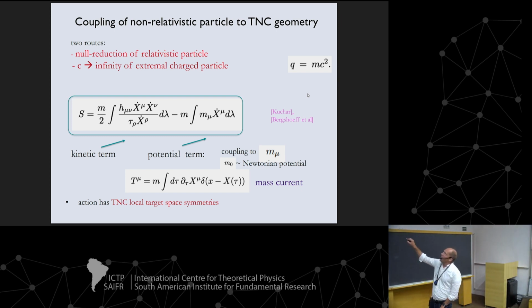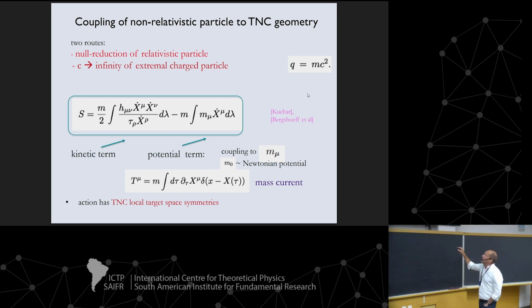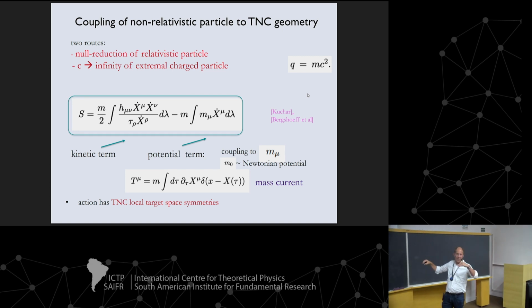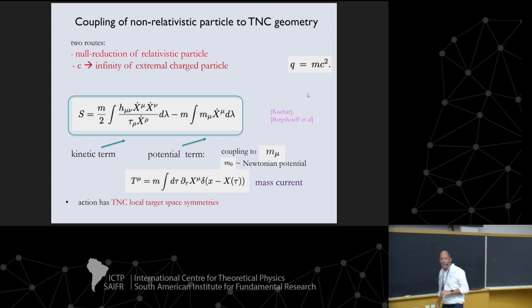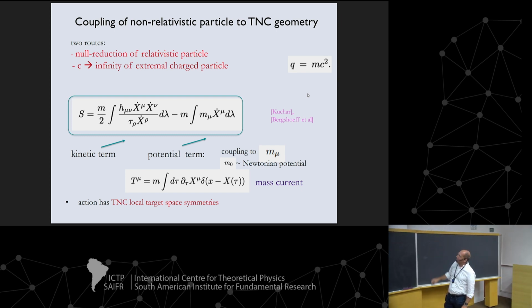One is you can take the action of a relativistic particle and null reduce. The other is you can stay in the same dimension and look at an extremal charged particle and take the large speed of light limit. And that gives you this action. You see here the geometric fields. And if you close your eyes, you see here precisely m v squared plus phi, the coupling of a Newtonian potential to the mass. And this is the covariant form of it.